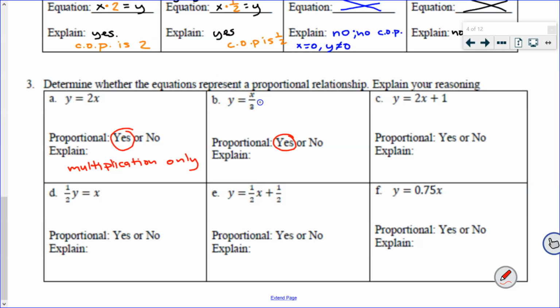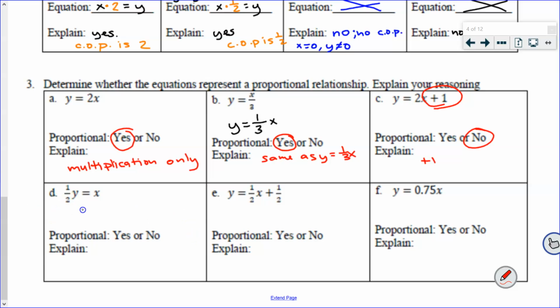Okay, take a look. We can always change this because remember, what this is really saying is divided by 3. We can change this to multiplying by the reciprocal, 1/3. Does that look like a proportional relationship now? Yep. So I'm going to explain by saying this is the same as y equals 1/3 x. C, is C proportional? No, because of the plus 1. So my explanation is the plus 1.